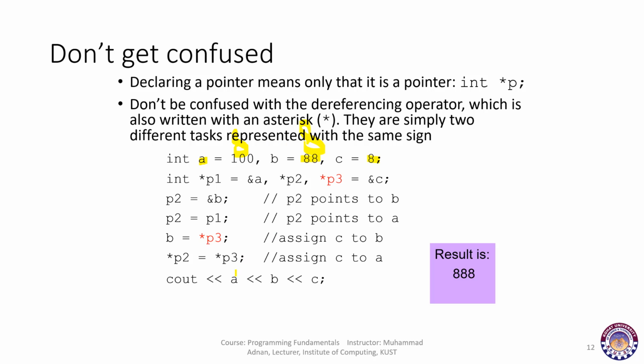So if we print A, B and C, we will get 8, 8 and 8. So this is how these addresses work. Don't be confused with the dereferencing operator, which is also written with an asterisk. They are simply two different tasks represented with the same sign. Here we use this asterisk to declare a variable, whereas in this statement we use it as a dereferencing operator.